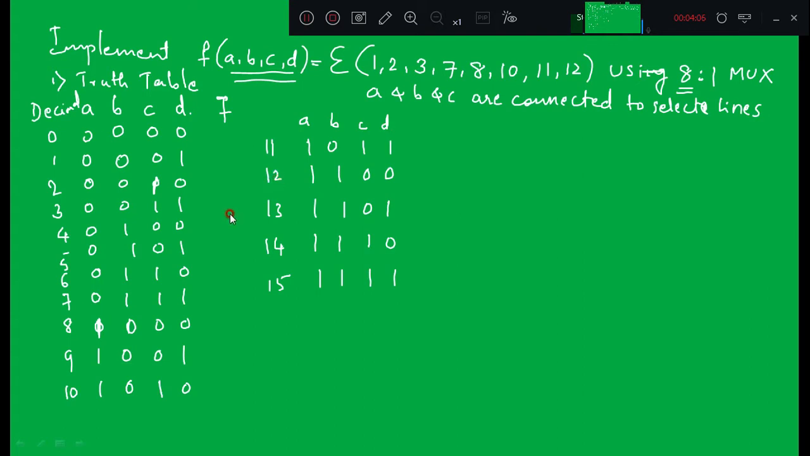So here I wrote all 16 combinations, and according to the function we'll fill the last column. For 0, there is no 0 in the given function, so output is 0. Then 1, 2, 3 are there, 4 is not there, 5 is not there, 6 is not there, 7 is there, 8, 9 is not there, so 10, then 11, this is output. 12 is there, there is no 13, 14 and 15.